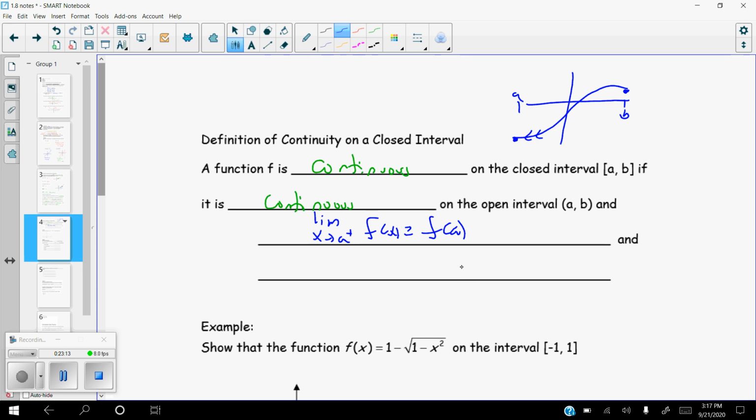Same exact idea going the other direction. The limit as x approaches b, and the only way you could approach b is from the left, of f of x, has to equal f of b. The limit must equal the function at that point. So it's got to be continuous at every interior point, and then it has to be continuous at the endpoints, but to show that, you have to take the limit as you approach it from the specific direction that you can approach that endpoint, and it has to equal the function's value there.